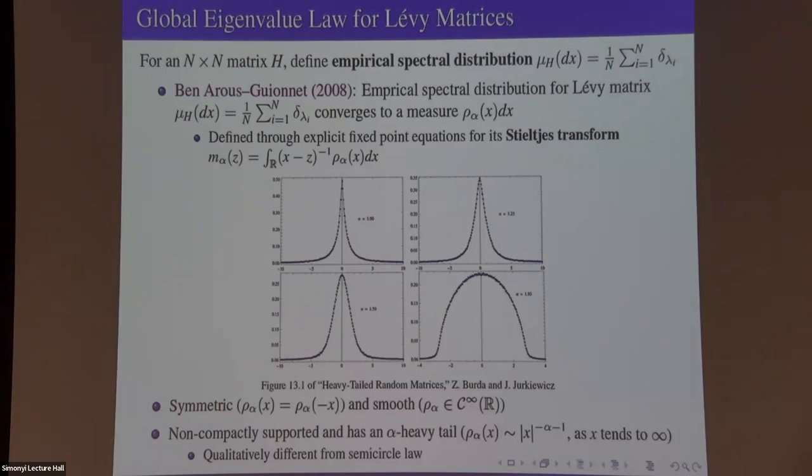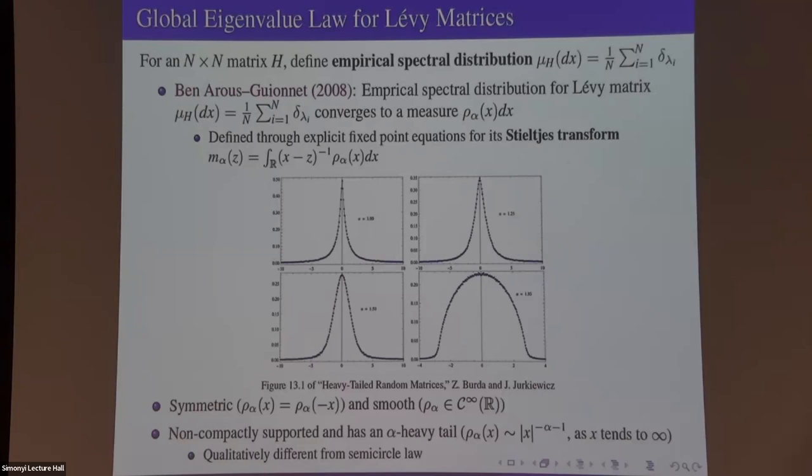So let me just start from the bottom, which is the global law again. As I mentioned before, if I have a Wigner matrix, the global law is a semicircle law. That immediately changes when I go to a Lévy matrix. If I take an N by N Lévy matrix, you can define the so-called empirical spectral distribution, which is some measure. I put a delta mass on each of the eigenvalues lambda_i of my matrix H, and I average them up. So this gives me some empirical spectral distribution. Again, for Wigner matrices, this converges to the semicircle law. For Lévy matrices, it does not.